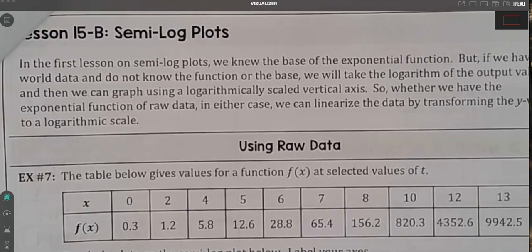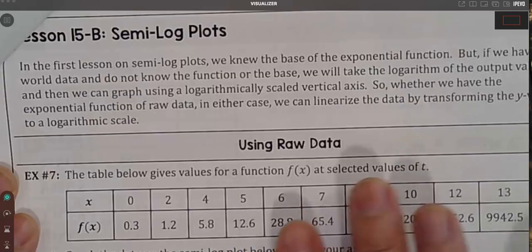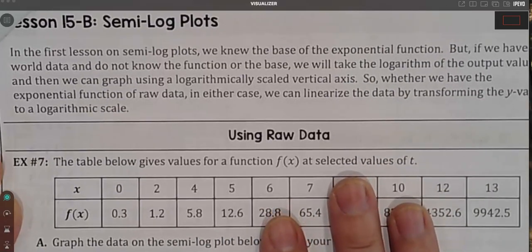Hi everyone, this video covers the second part of our mini packet on semi-log plots. Alright, so I'm just going to jump into the examples using raw data.